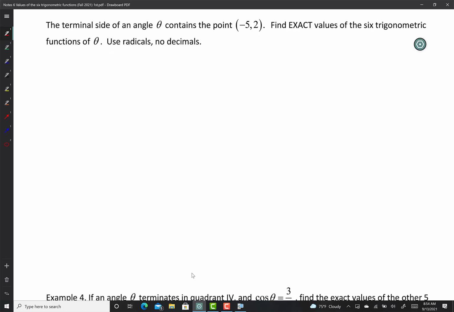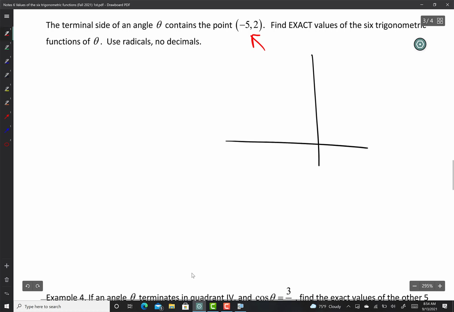It says the terminal side of an angle theta contains the point -5, 2. Find the exact values of the 6 trigonometric functions of theta. Use radicals, no decimals. All right, so here's how you do it. First, identify what quadrant that is in. -5, 2. Quadrant 2. So I'm going to exaggerate quadrant 2. Here's the point -5, 2. The angles go from the origin and connect those 2 points and make a right triangle like so.